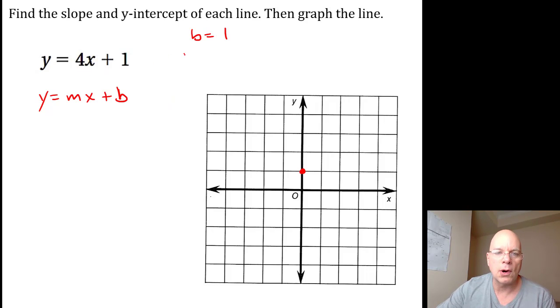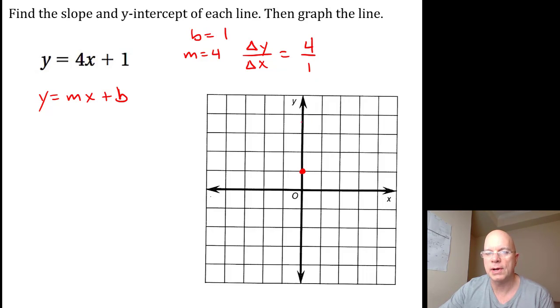My slope is 4. M is 4, which when I represent that as a change in y over change in x, I'm going to write as the ratio 4 over 1, because 4 to 1 is 4. And so from here I'm going to move up 4, 1, 2, 3, 4 for delta y of positive 4, and right 1 for delta x of positive 1. And your line will look better than mine because you can use a straight edge. So that's the line.